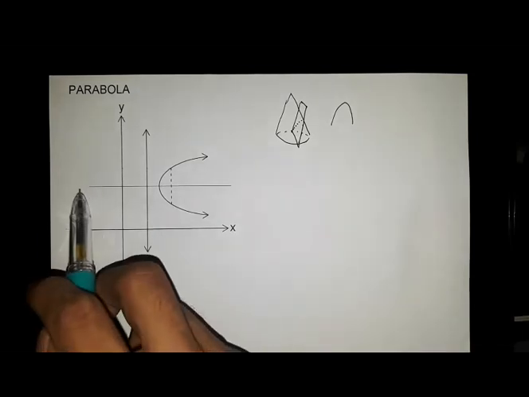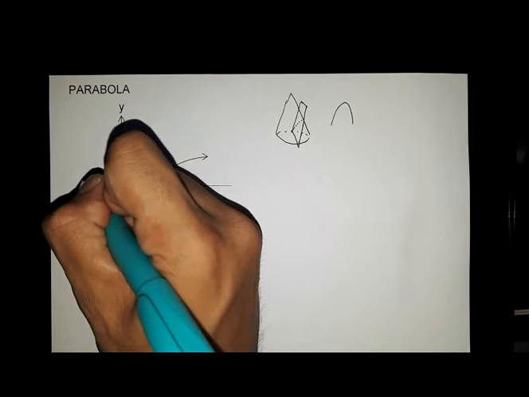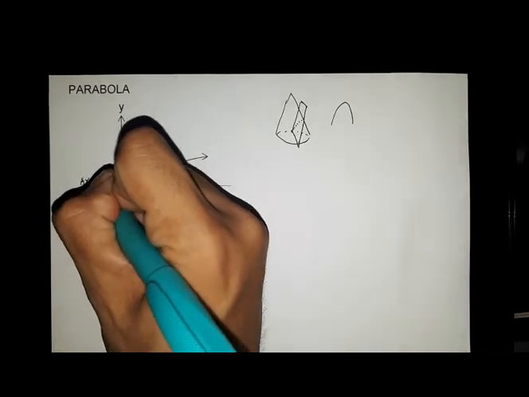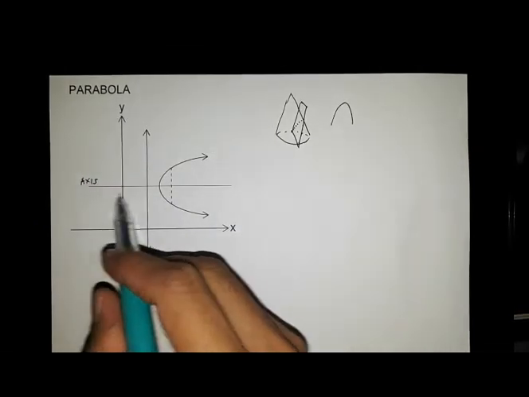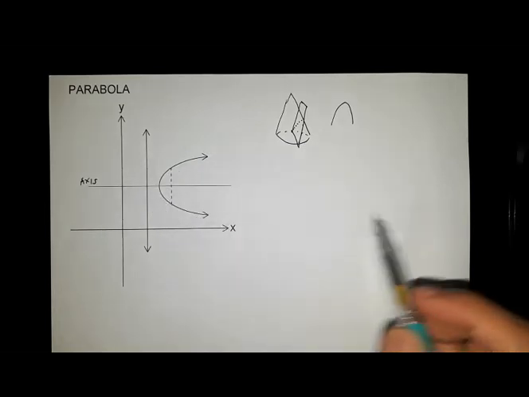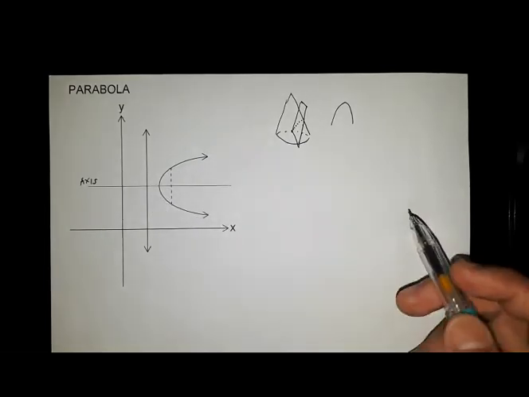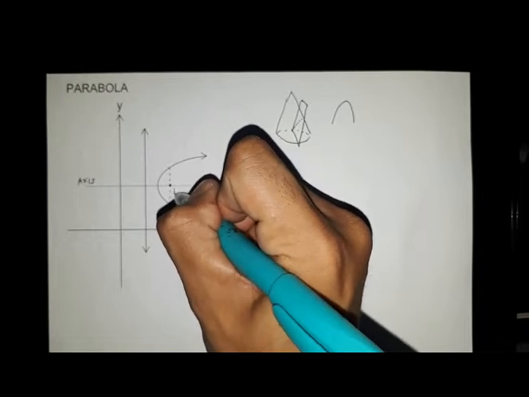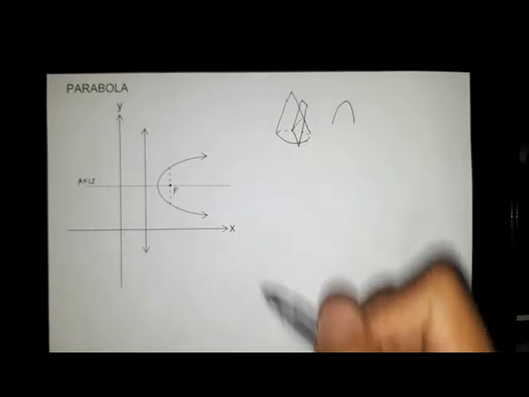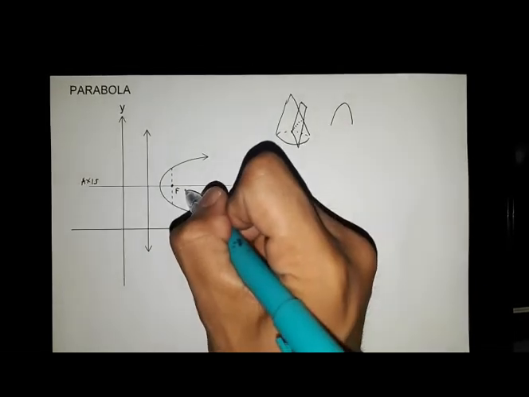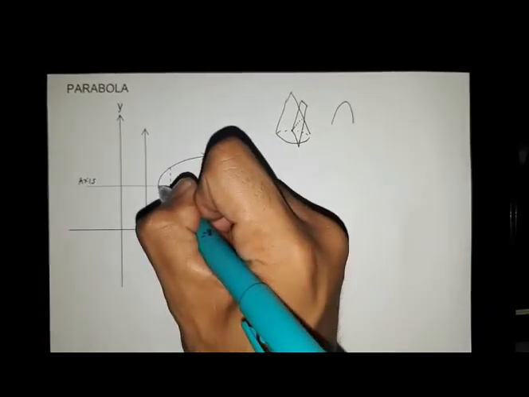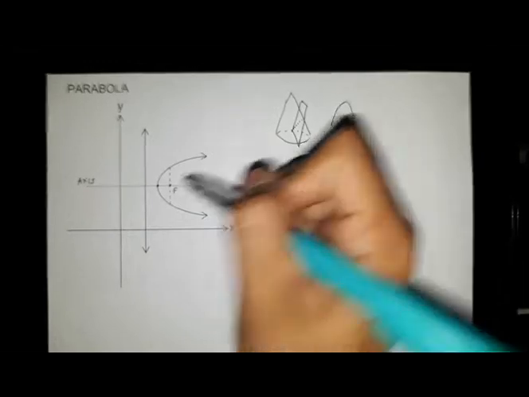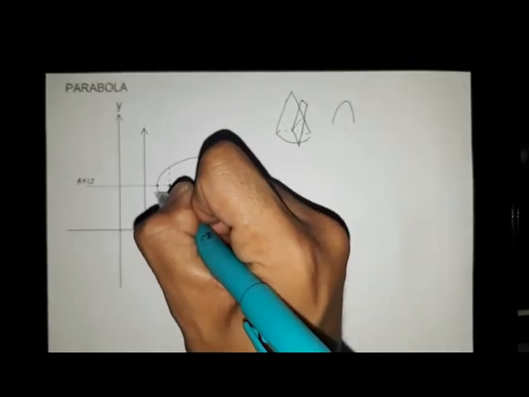So we have here the axis of the parabola. The axis of the parabola divides the arc into two equal parts. Now we have here the focus. So this is your focus F. Then this is your vertex V.